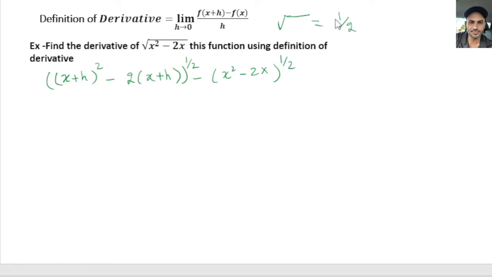So for square root, I just put the power raised to 1/2, and everything divided by h, as the limit of this as h goes to 0, because that's how the derivative is found. So we have something like this. And the other thing that I'm going to do is that we have to rationalize the numerator.